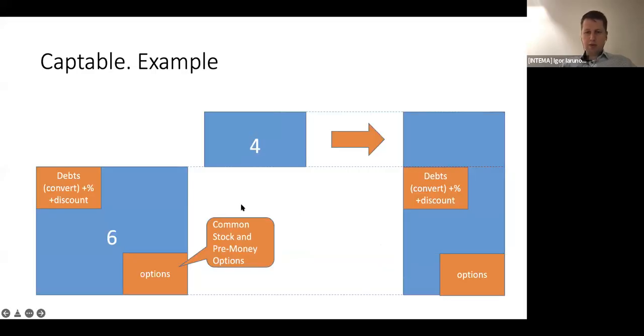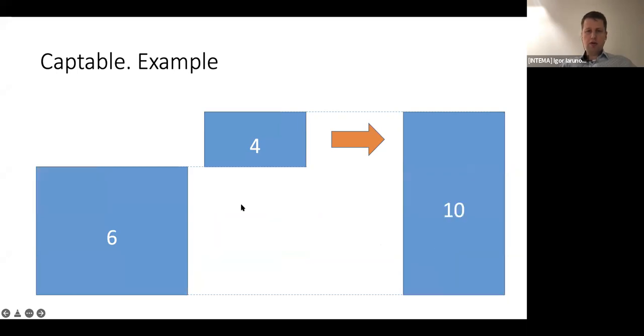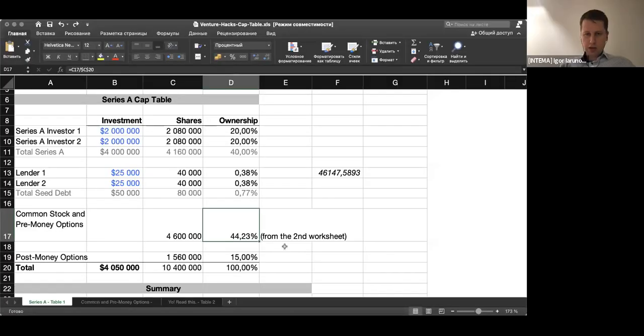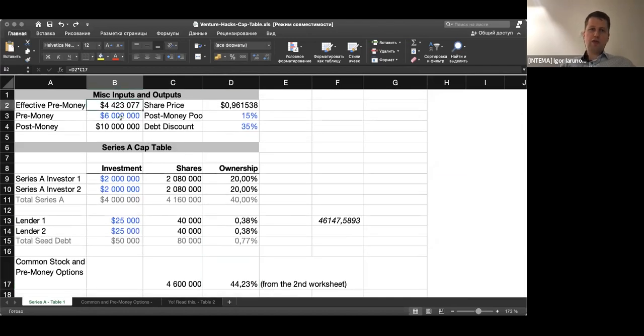We saw this principle. So before, we could have a 6 million pre-money valuation share as founders, but after it, debts, options, post-money options, pre-money options killed our value, and we receive, let's call it, effective pre-money value. It must be 6 million, but how much is it? Let's check. Effective pre-money valuation is 4,400,000. So yeah, sufficiently lower than we could receive.